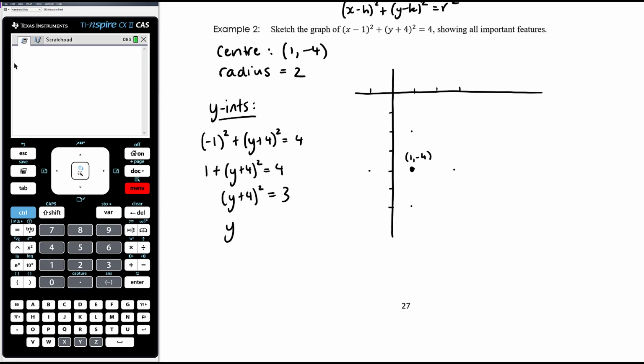Square rooting both sides, y plus 4 equals plus or minus root 3, and so y equals negative 4 plus or minus root 3. So that's going to be our y-intercepts. Sorry, it should be negative 4 plus or minus root 3. So it makes sense that it is negative 4 plus a value and minus the same value, that there's symmetry there. Root 3 is about 1.6 if you just want to get a bit of a sense of where it should go. So it should go more than halfway past there and more than halfway past there. And so then we will just want to draw in our circle.